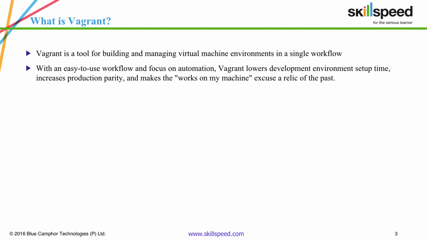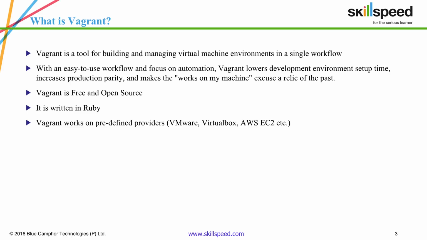And yes, in the process it lowers the development environment setup time, increases production parity, and makes the overall environment creation and server provisioning more consistent. It's free and open source. It is written in Ruby, and as we have spoken, it works on the existing virtualization technologies such as VMware Workstation, VMware Fusion, VirtualBox, AWS, Azure, Docker, and a lot more. You have a very good ecosystem supported by Vagrant.